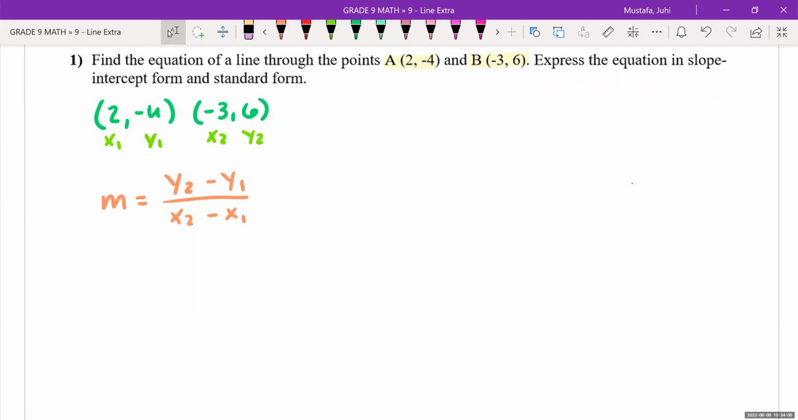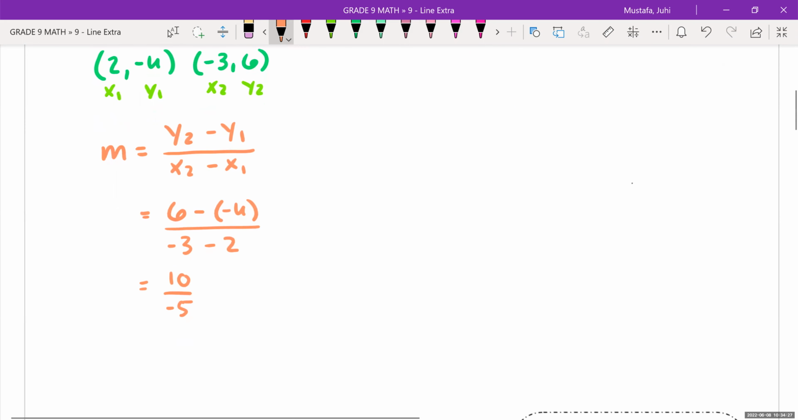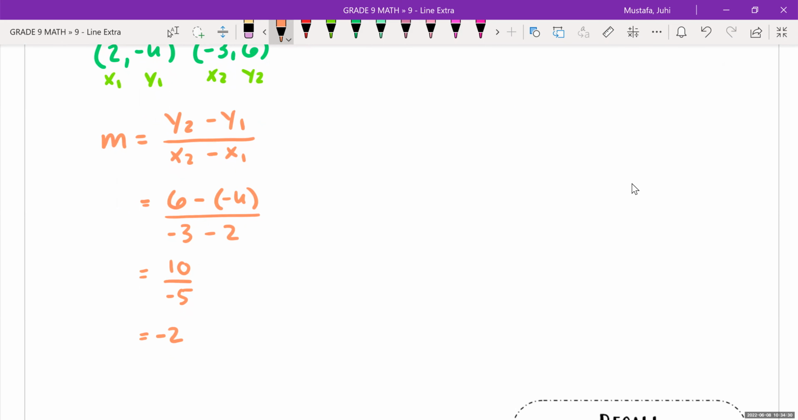Does this look familiar to you guys? Remember when we did this? Okay, go ahead, put those 2 points into the slope formula and see if you can figure out what the slope is. So I'm going to get 6 minus negative 4 over negative 3 minus 2, 10 over negative 5. I'm doing this one kind of fast because we have done this before, so hopefully you guys remember this. And I get a slope of negative 2. Did you guys get that as well? Okay.